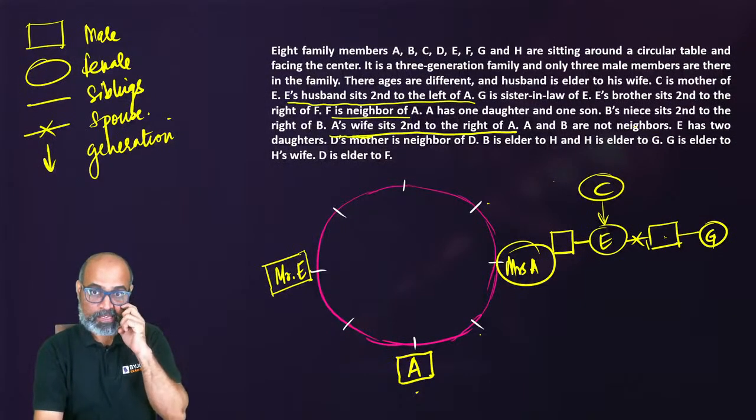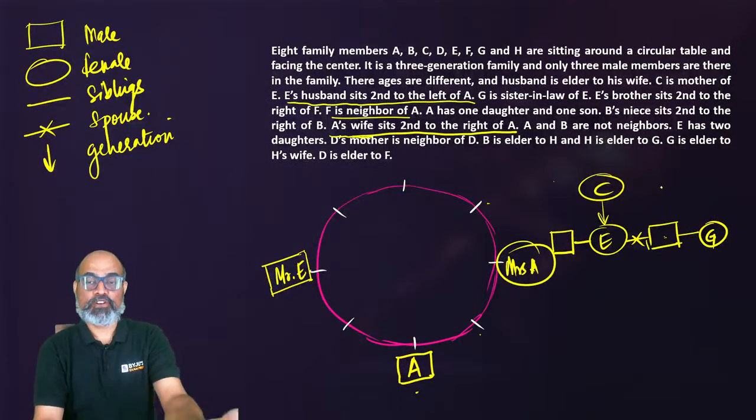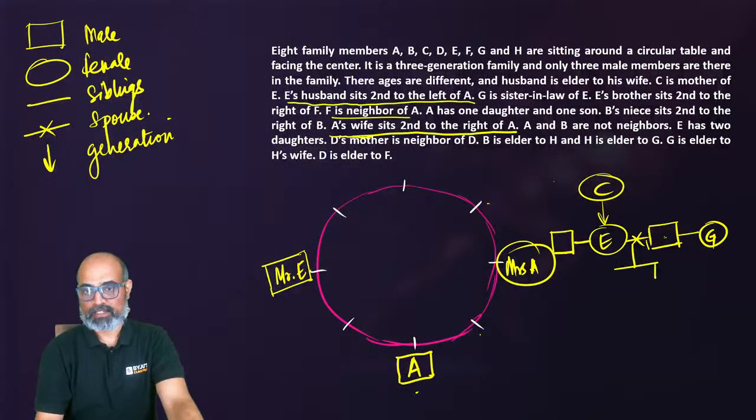B's niece sits second to the right of B. We don't know where B is. A's wife sits second to the right of A. We don't know where A is. A and B are not neighbors. E has two daughters. Okay, great. E has two daughters. So how many people so far?